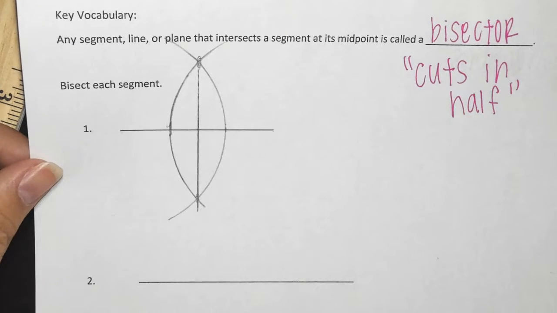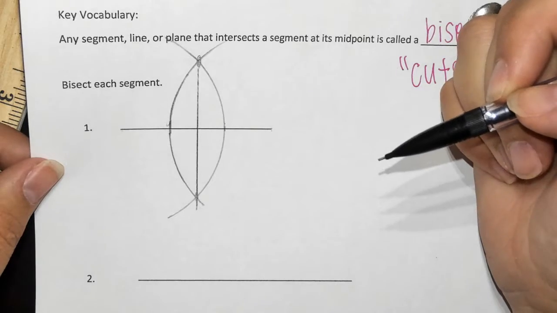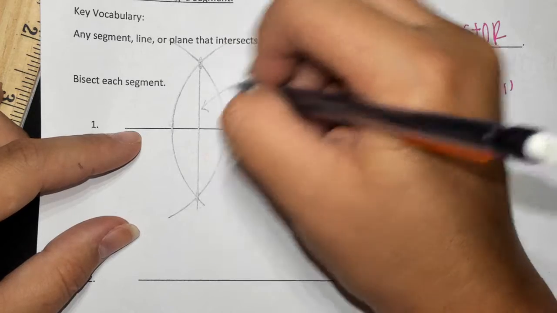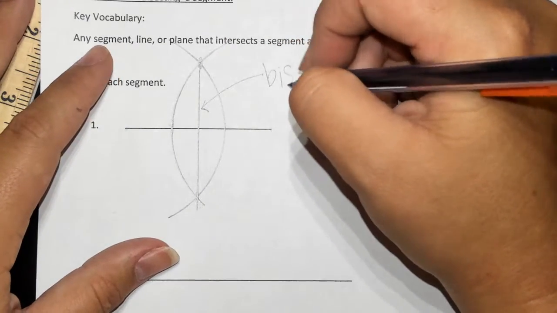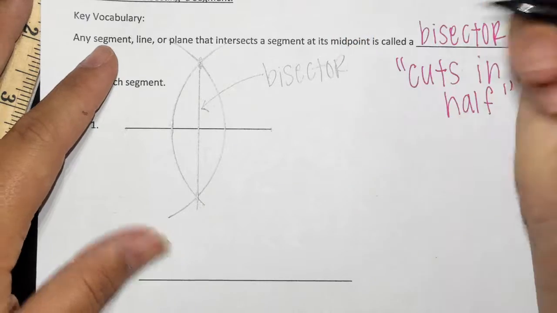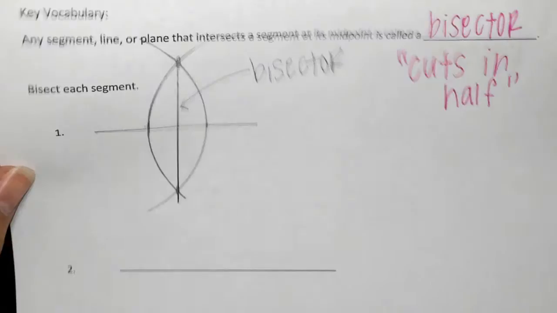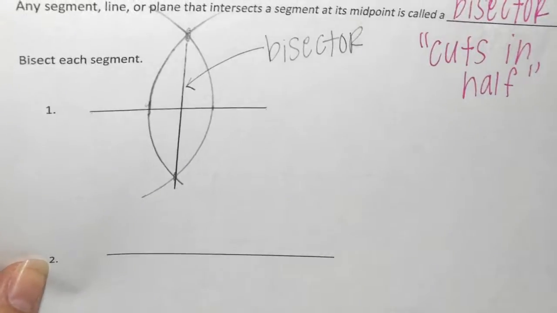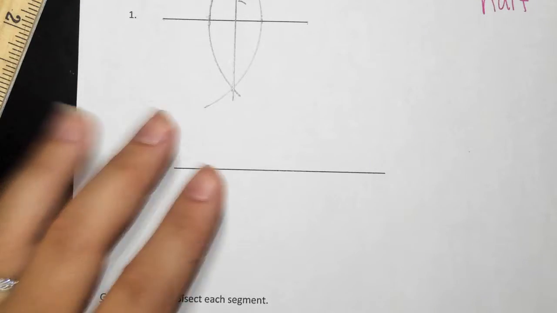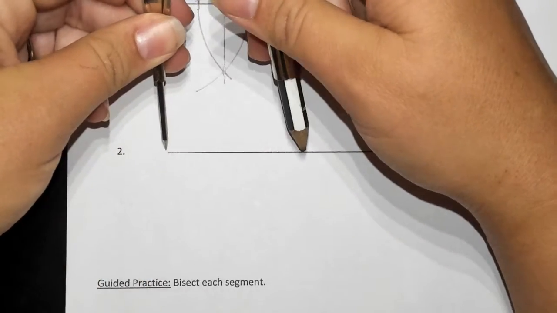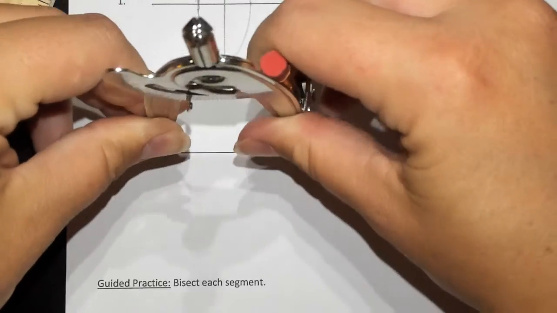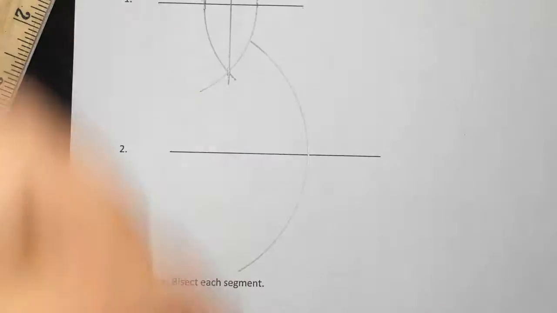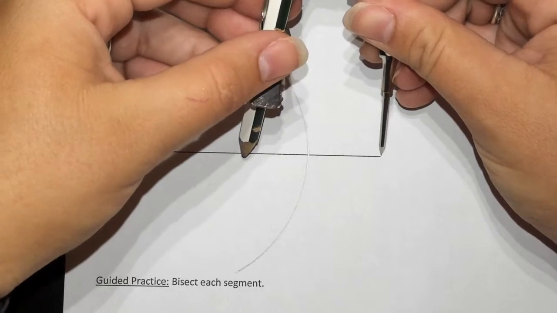Guess what you just found? The direct middle of that line without using a ruler. So this is the bisector. It's the line that cut the segment in half. That's your bisector. Okay, try number 2. Start on one end, make it a little bit larger than halfway. Make sure that it's standing up when you're drawing your arc. Make sure it's all the way up. Yes, okay.